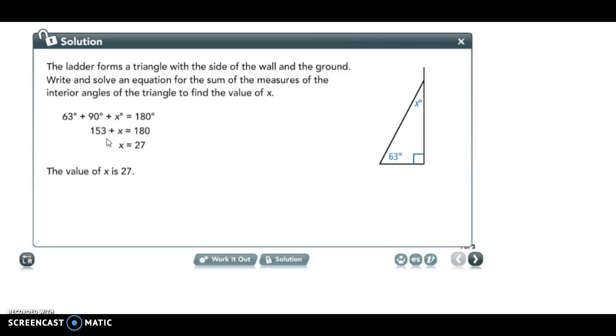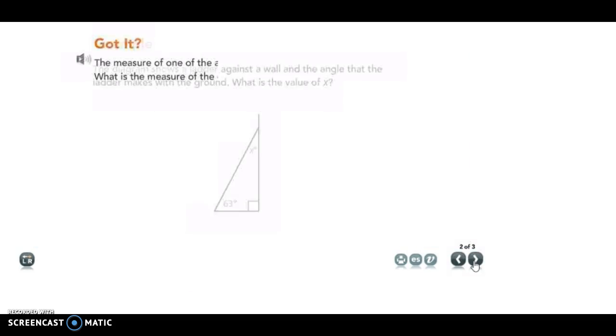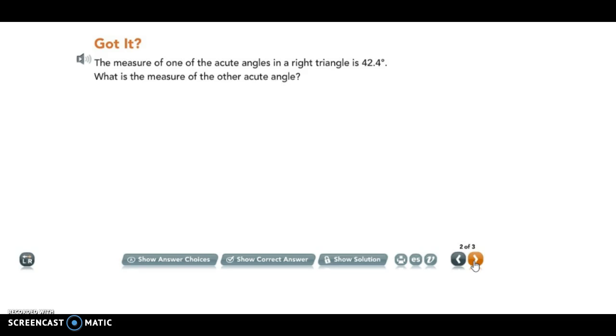Okay, let's try the next one. It says the measure of one of the acute angles in a right triangle is 42.4 degrees. What is the measure of the other acute angle? So the first thing we're going to want to do is draw it out, or you can just use the math. If we draw it out, here's our right angle, that one is 90, and we know that one of the angles, and we don't know which one, but it doesn't matter, is 42.4. So we're going to make this one x, and we want to know what that other angle is.